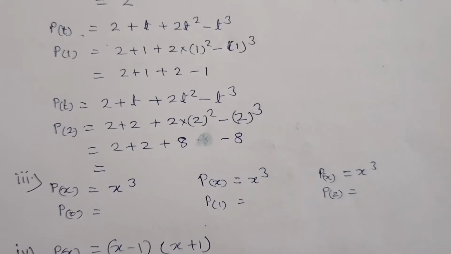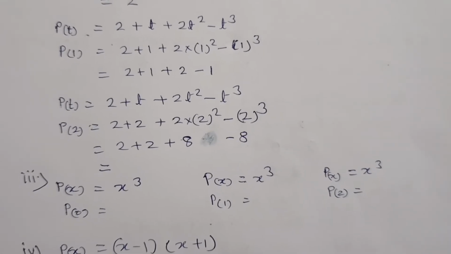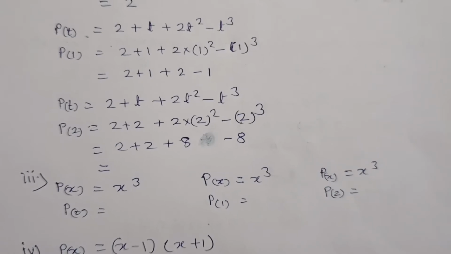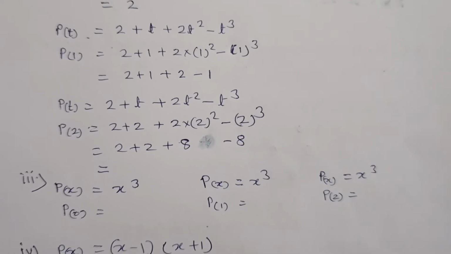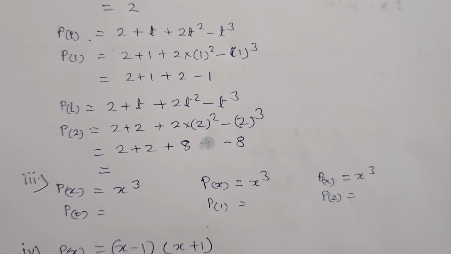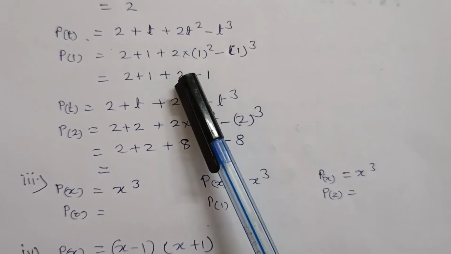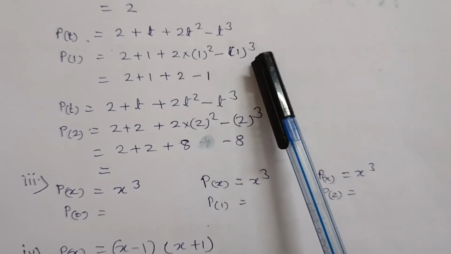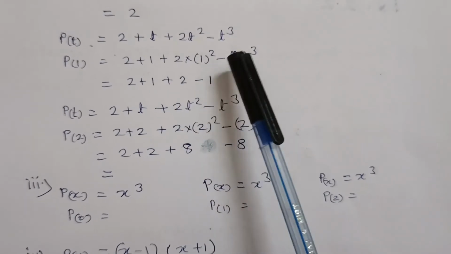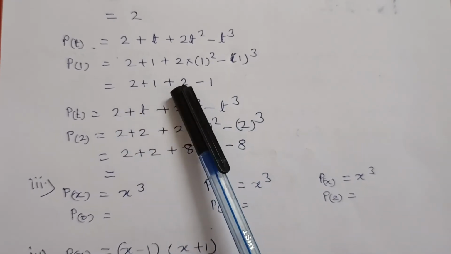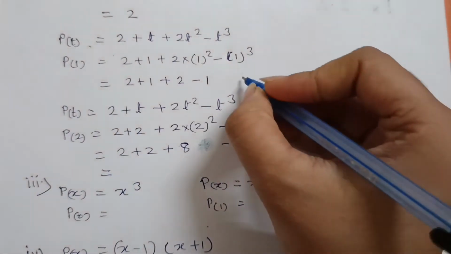Now we will take t as 1. So P1 is equal to 2 plus 1 plus 2 into 1 square minus 1 cube. So 2 plus 1 plus 2, 1 square is 1 and minus 1 cube is 1. So 2 into 1 is 2 and minus 1. After solving we will get 4.